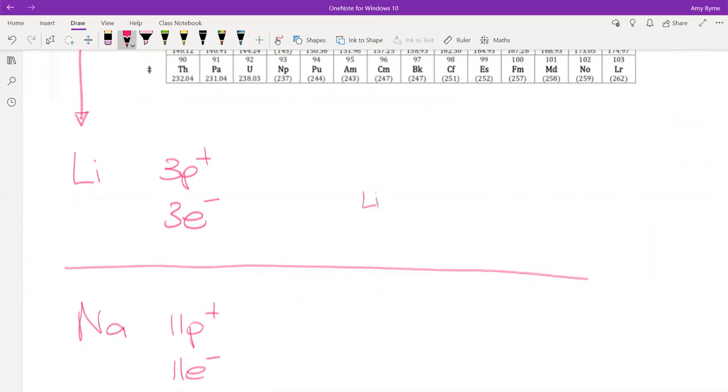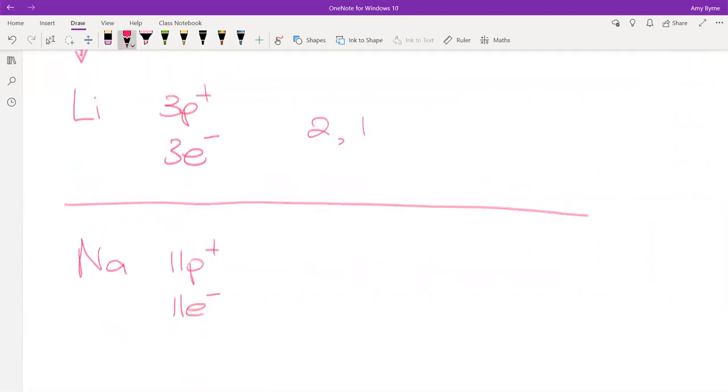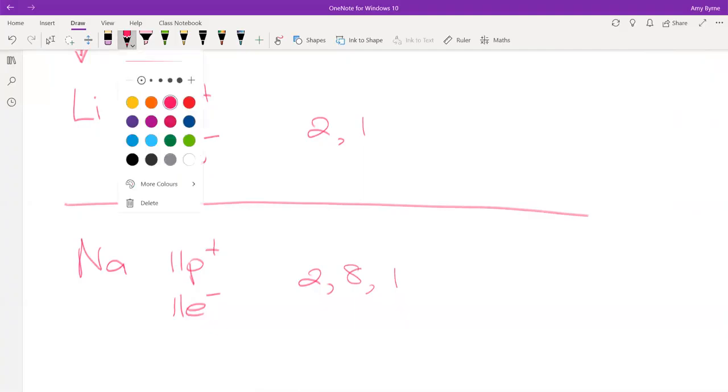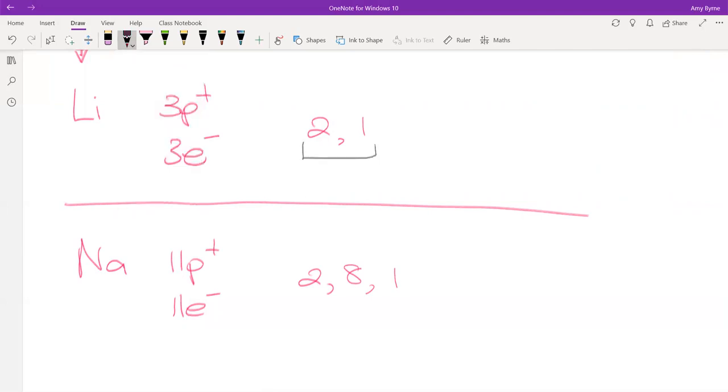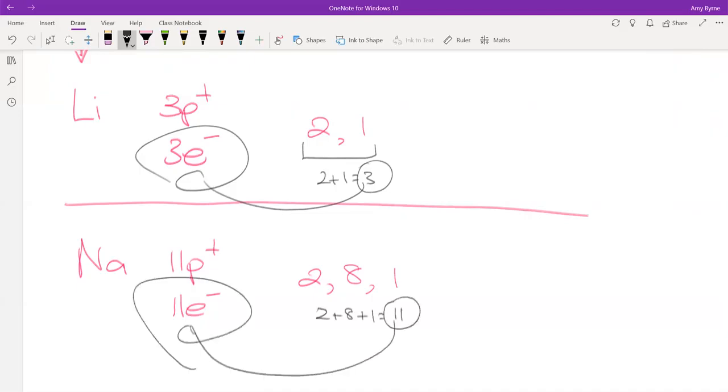We know that lithium can take 2 electrons in its first shell, then there's 1 left over. For sodium, it can take 2 electrons in the first shell, 8 in the second, and then there's 1 left over in the third. If you want to confirm you've done this correctly, all you need to do is 2 + 1 = 3, which is the same as that. 2 + 8 + 1 = 11, which is the same as there.